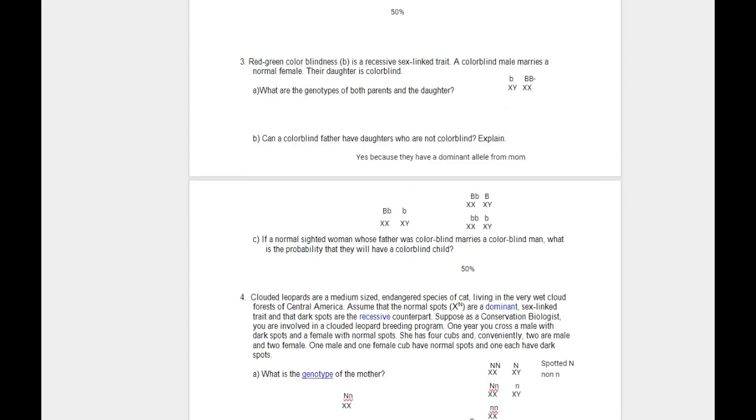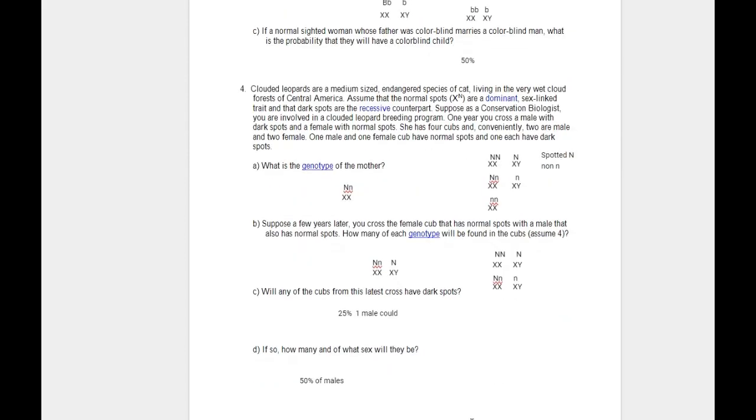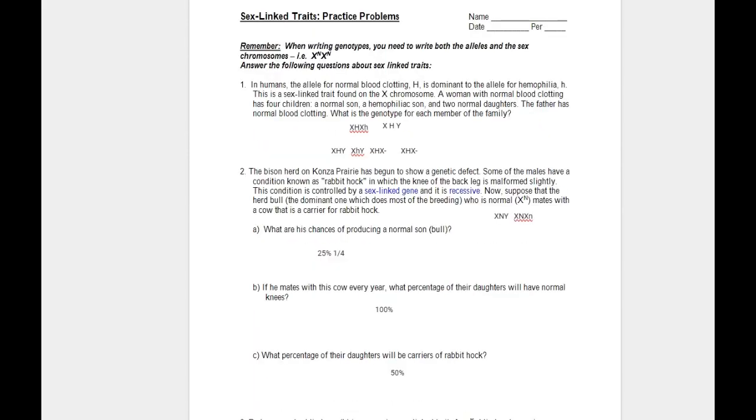Do I have anything else to do? No. Okay, so let's wrap this up. This is sex link practice problems. We'll call it number 2.